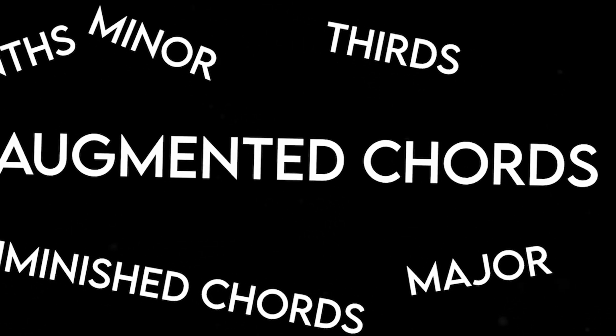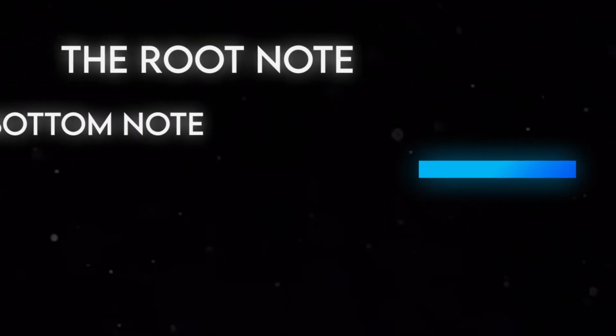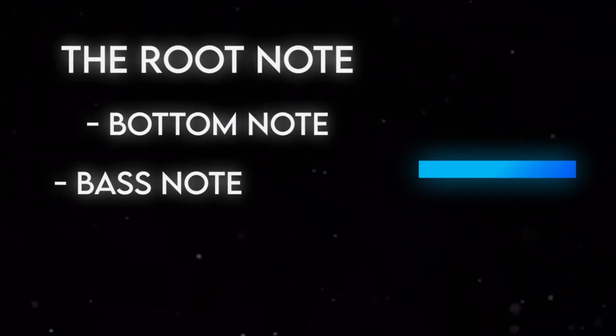That's why in this video, we're gonna go through everything about chords, from the basics to augmented, diminished, major, seventh. Let's start with the basics. Practically every time I create a chord, I start with the root note. The root note is the bottom note of a standard triad. It's commonly referred to as the bass note.